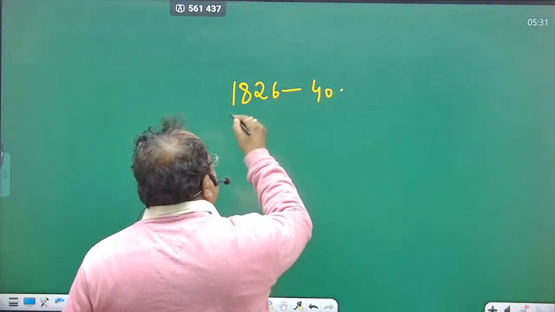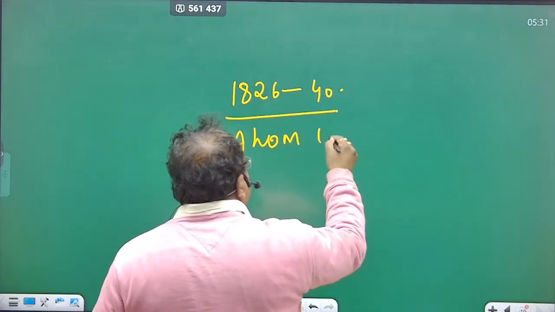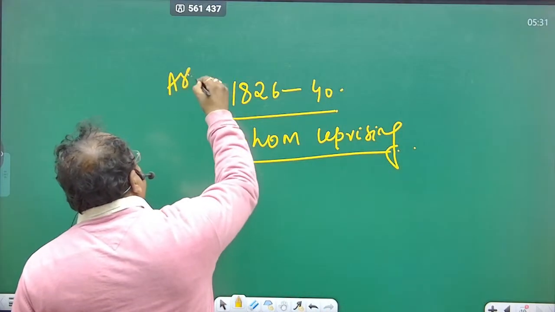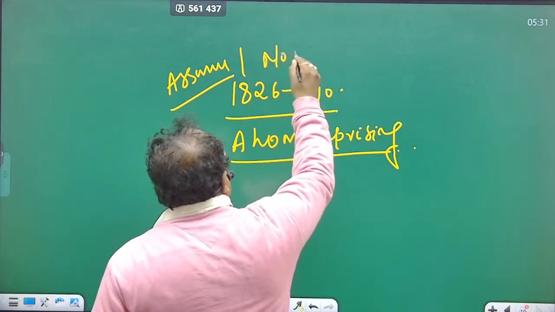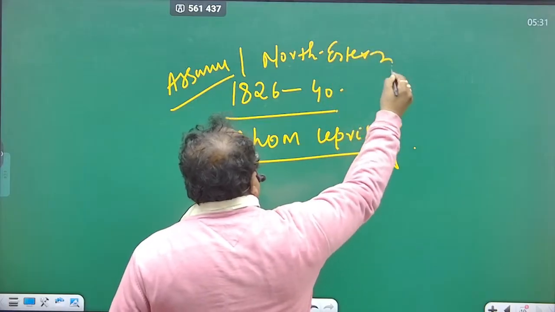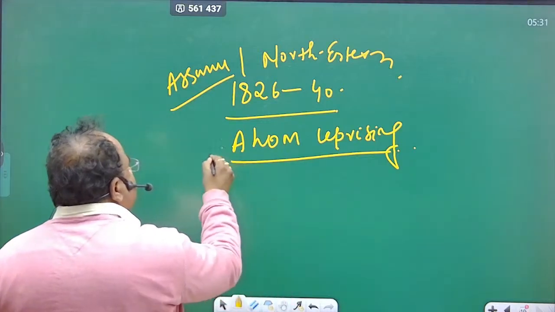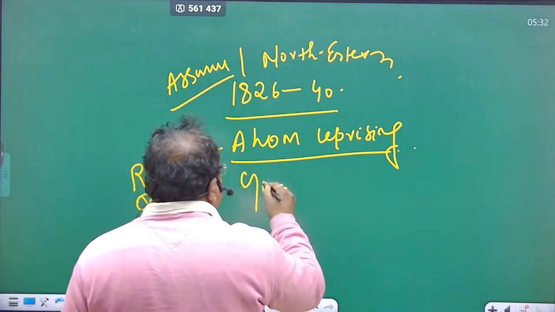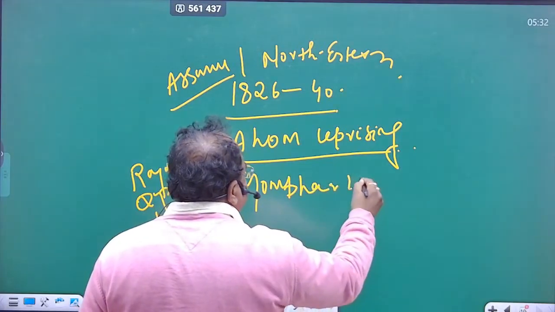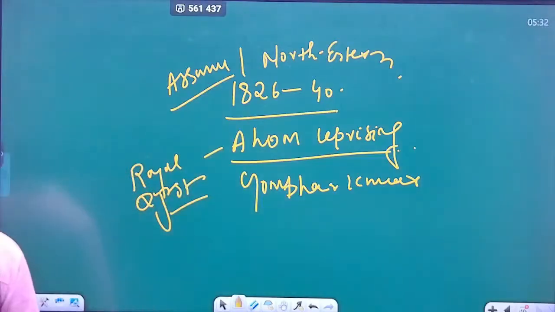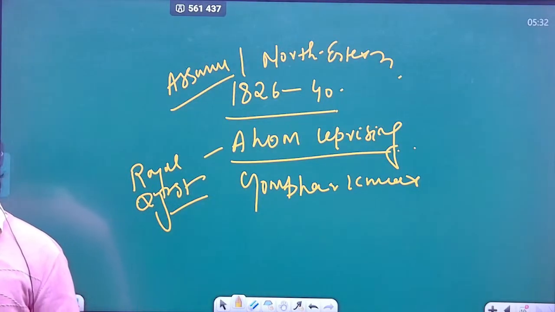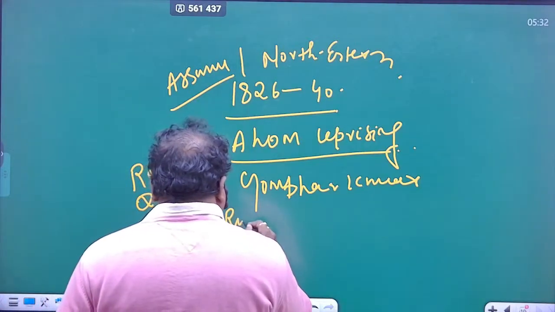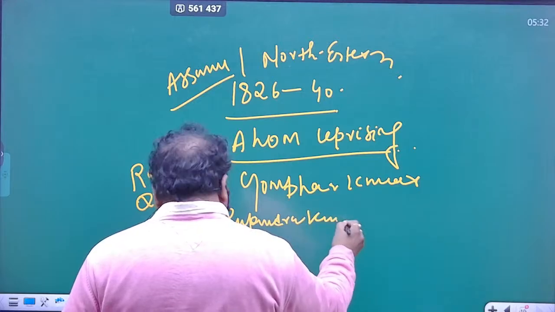1826 to 40, Ahom uprising, Assam and northeastern states, right? Ahom is a royal dynasty. Gomdhar Kumar was the main leader, Gomdhar Kumar, and Rupender Kanwar.